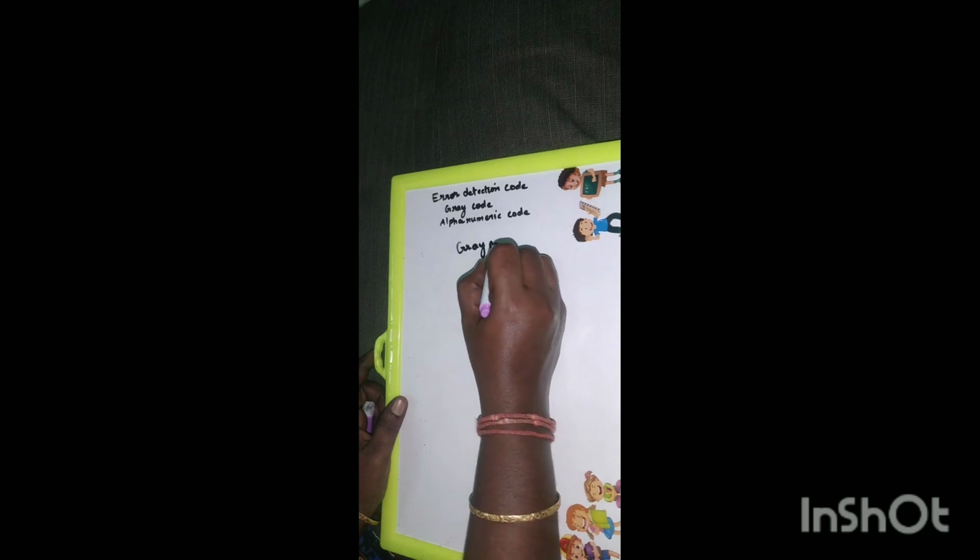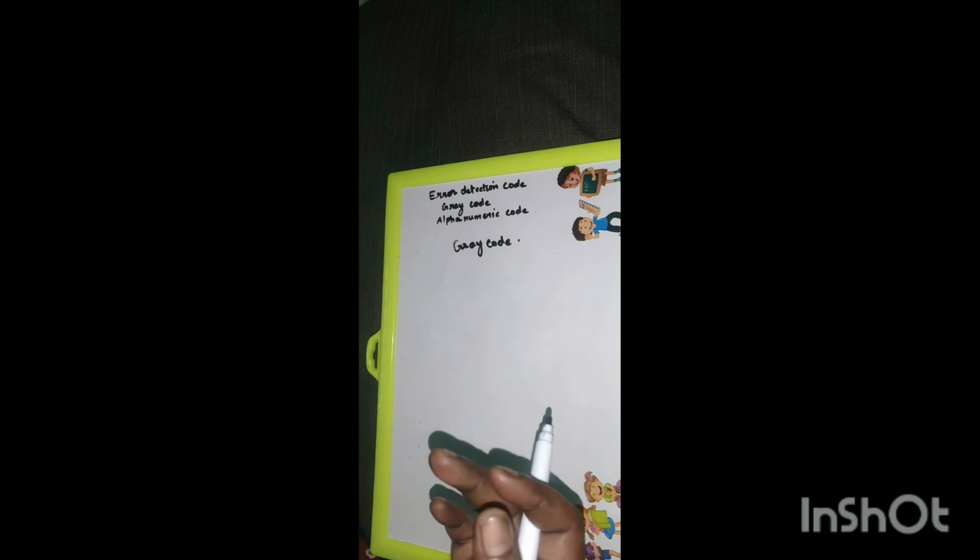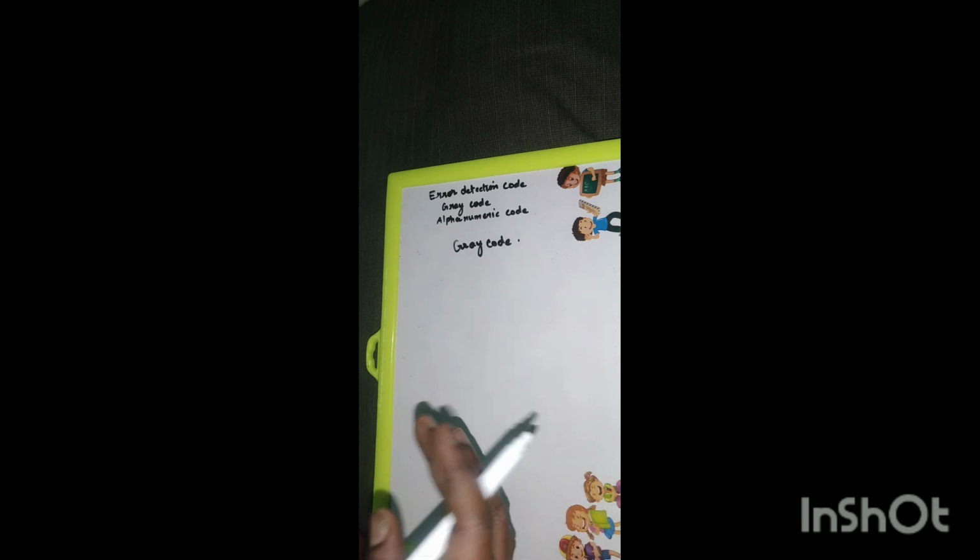Gray code. The gray code is used to represent the digital data which is converted from analog data. Actually, the analog data is represented by the physical systems. If the output of a physical system is to be represented in a digital system, those analog data should be converted to digital data. To represent those digital data, gray code is used.